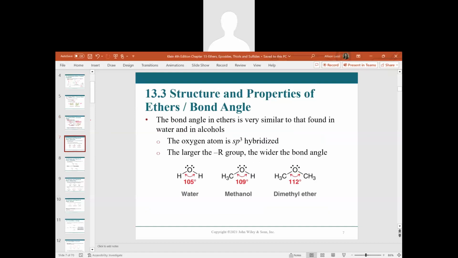So we will continue with the next section, which discusses the structure and properties of ethers in section 3.